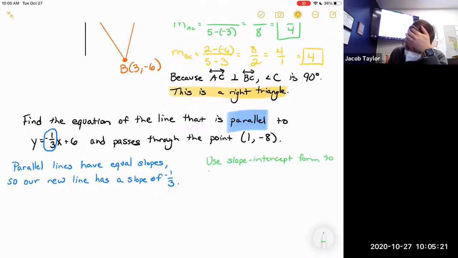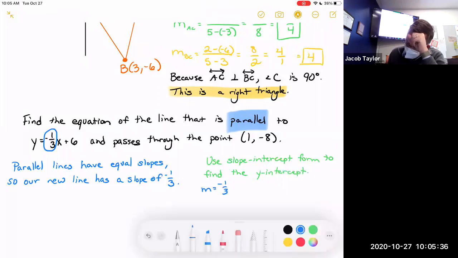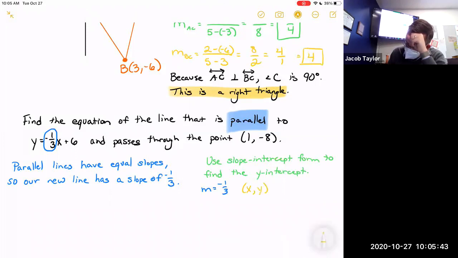To find the y-intercept. I just figured out that the slope is going to be negative 1/3. And I also have an x and a y coordinate. The problem tells me that it goes through 1, -8. So my xy is going to be 1, -8.